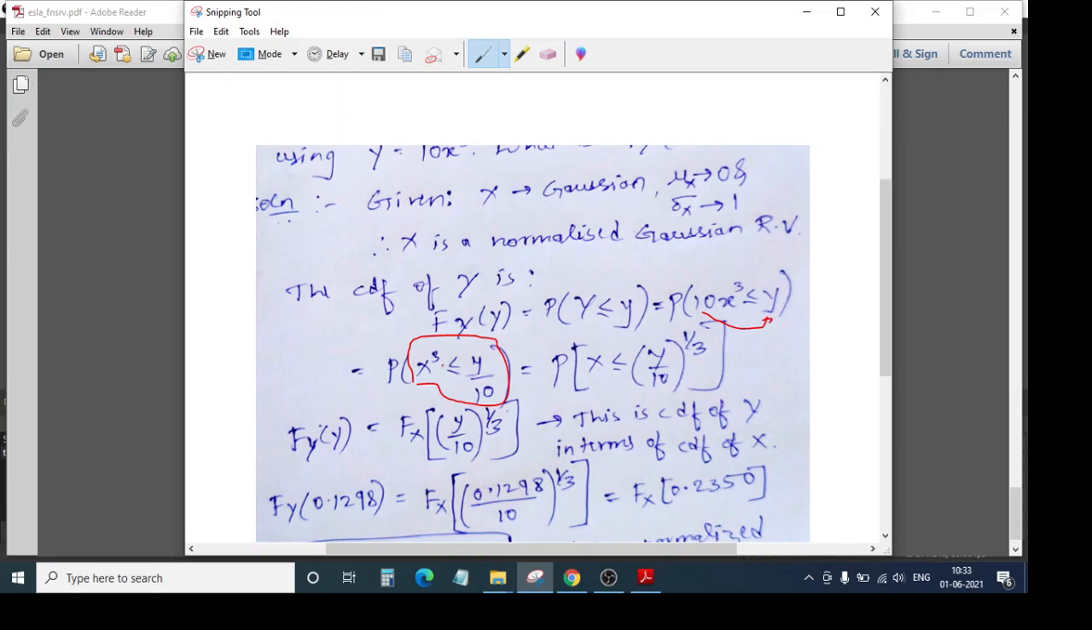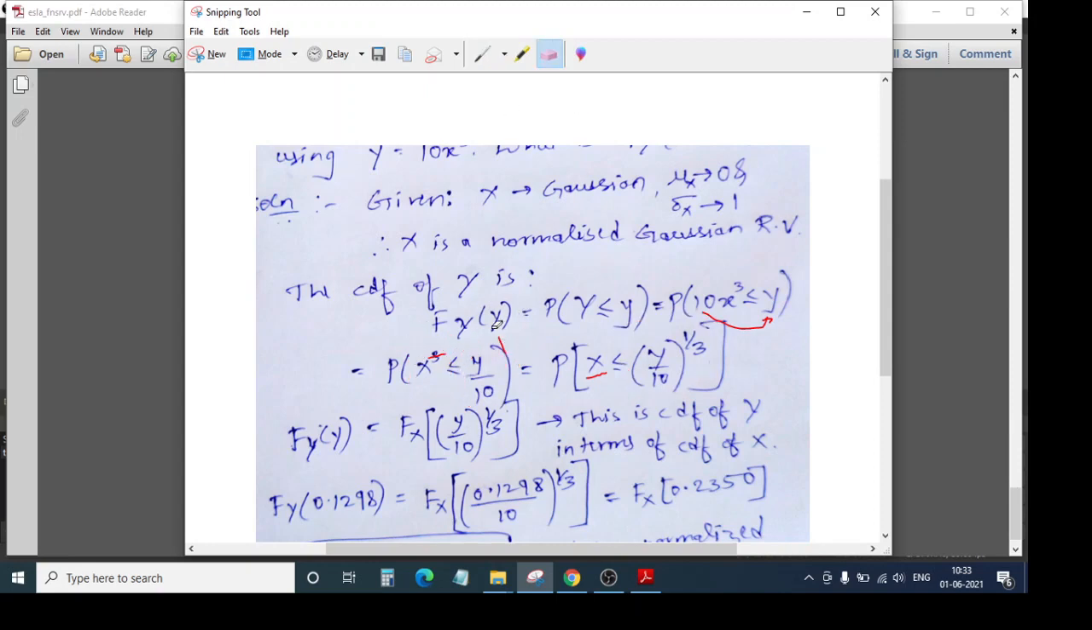Next, this is x cube. What we want is just x. So take the cube root of this, that is, multiply the power by 1 by 3. This x cube is raised to 1 by 3 on this side, and here also we raise it to 1 by 3. Thereby, this 3 and this 3 get cancelled. Then you just get x, and here it is y by 10 raised to 1 by 3. So this is done.